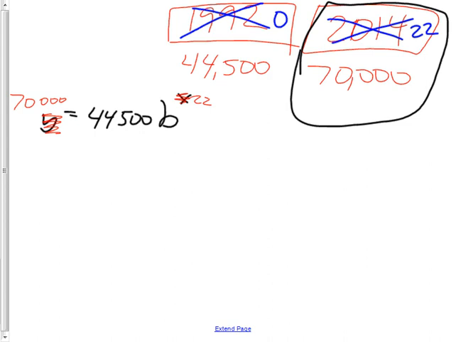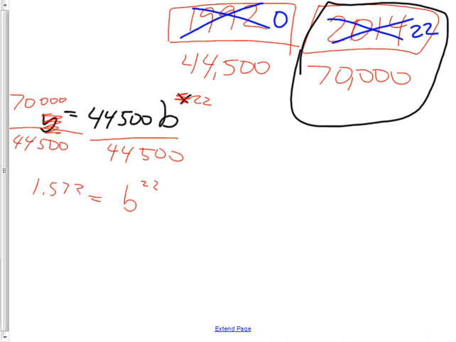All right, so now I'm dividing by 44,500. B to the 22nd. And what is this number here? 70,000 divided by 44,500. 1.57. Thank you. And then I put that to the 22nd power. No, 1 over 22nd, sorry. 1 over 22nd power. And don't forget to put that in parentheses or it won't work.